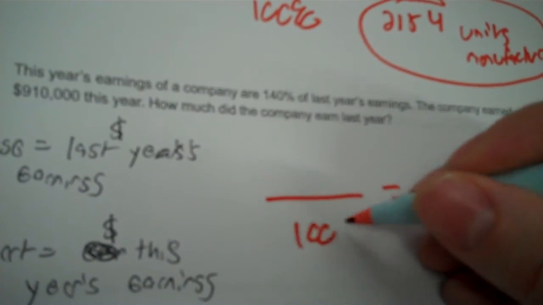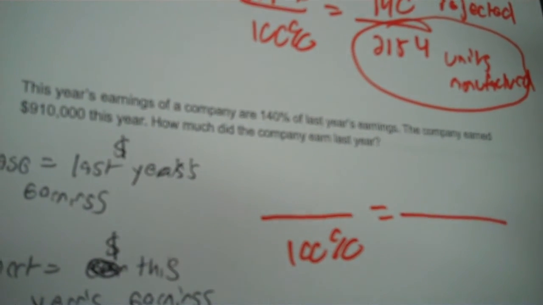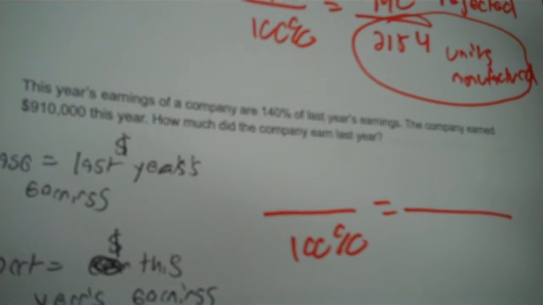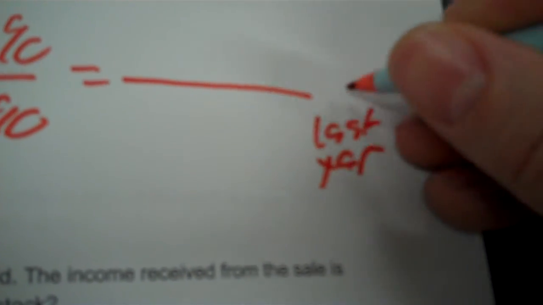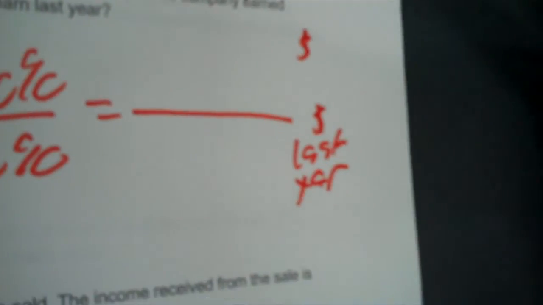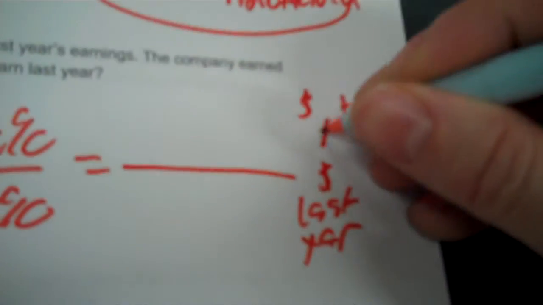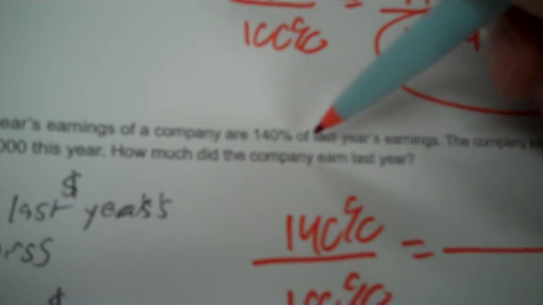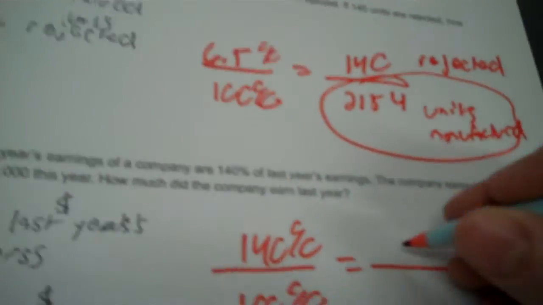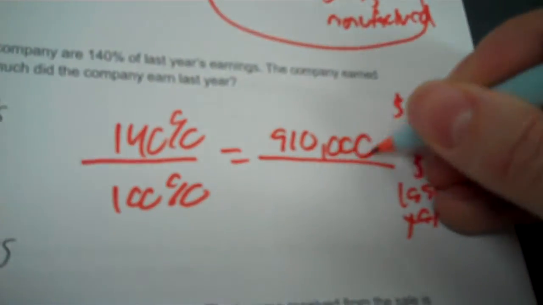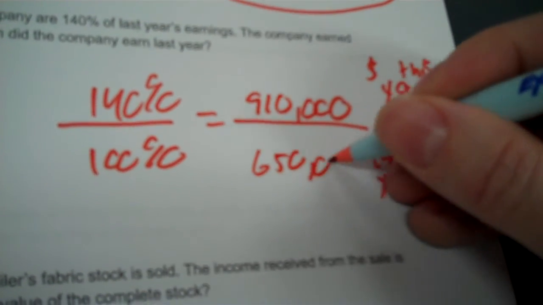Okay, this year's earnings of a company are 140% of last year's earnings. The company earned $910,000 this year. How much did the company earn last year? So we have 140% of last year's earnings. So the base is last year. And the part is this year. Sometimes the part can be higher than the base. This is going to be one of those instances. It says of last year, so of the base last year. That's this year, so cross multiply and divide, you get $650,000.